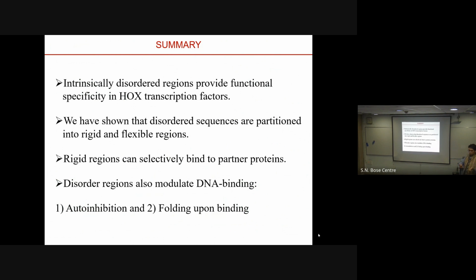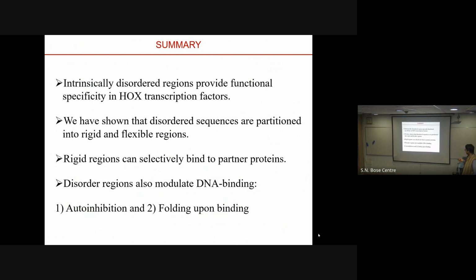Some parts are more flexible, some parts are more rigid, and we think that the small segments which are more rigid are functionally important, and they most probably constitute what we call short linear motifs in IDPs, or SLiMs. So these selective rigid regions can selectively bind to partner proteins. They can also be hotspots for post-translational modifications. Disordered regions can also modulate protein-protein and protein-nucleic acid interactions.